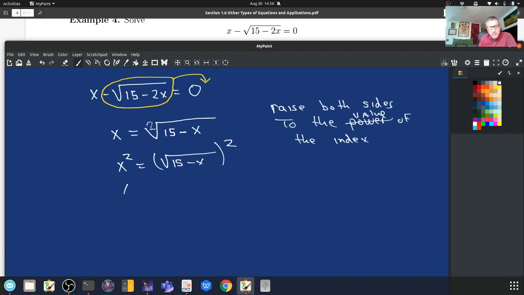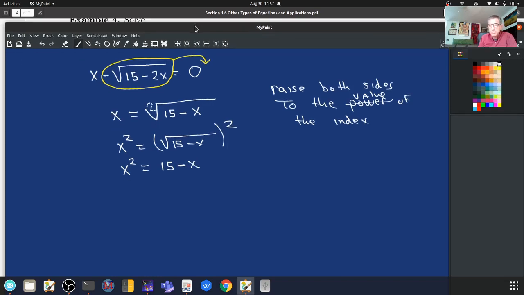So on the next simplification, I get x squared. Well, 15 minus the square root of 15 minus x squared, that's the way I can get the 15 minus x out from underneath the radical. I get rid of the radical. Oh, so that's not so bad. So now I want to turn this into a quadratic equation. So that means I'm going to move all of these terms on the right-hand side to the left-hand side.